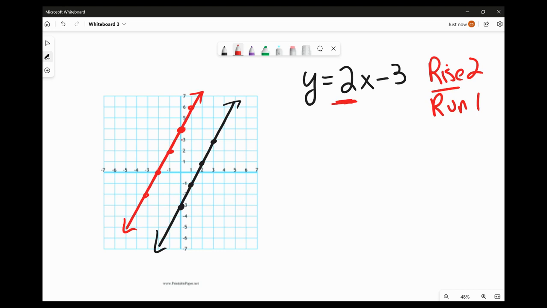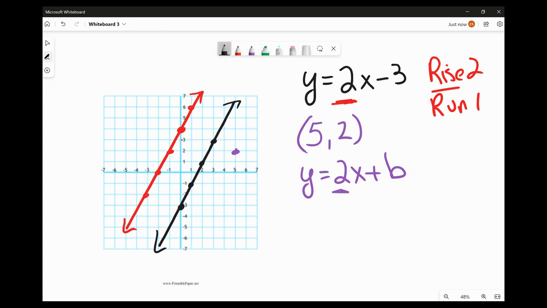So let's say I want to find the equation of a line that's parallel to y equals 2x minus 3. And let's say it goes through the point (5, 2). It needs to go through (5, 2). So it goes right here. Now what I can do is use the equation y equals 2x, but it's going to have a different y-intercept. It's going to have the same slope, but a different y-intercept. So we have to calculate that y-intercept.